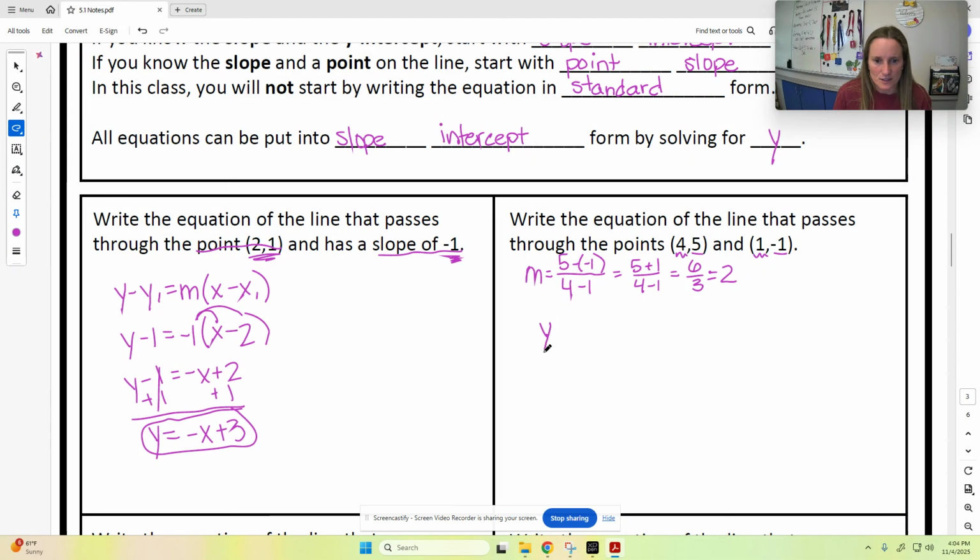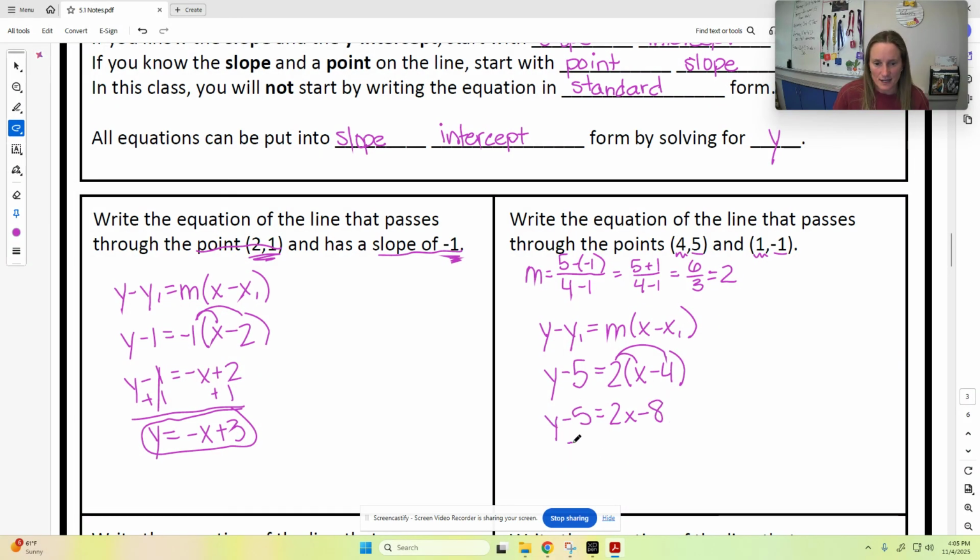So y minus y sub 1 is equal to the slope times x minus x sub 1. And I'm going to pick this, and I'm still going to get the same equation in the end that's in the notes key. So y minus 5 is equal to 2 times x minus 4. Again, to solve for y, I start by distributing. So 2 times x is 2x. 2 times -4 is -8. So y minus 5 is equal to 2x minus 8.